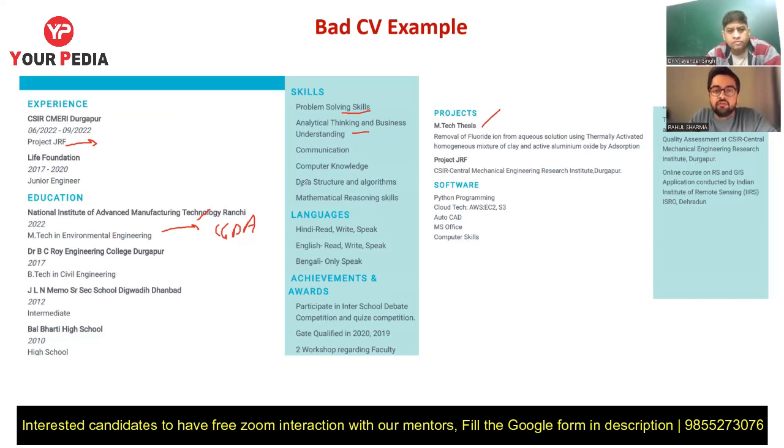So if he's saying I know data structures and algorithms, it is not sufficient if you're writing it just under one column that is skills. If I'm writing here, I know Python, the professor doesn't know whether you know or whether you don't know.